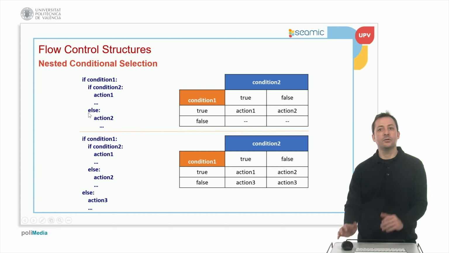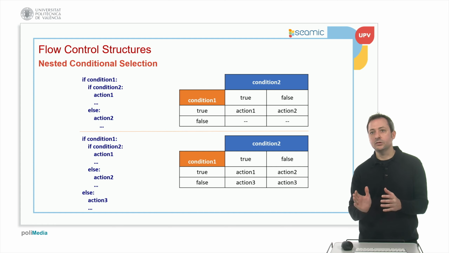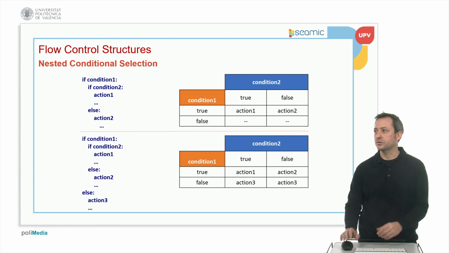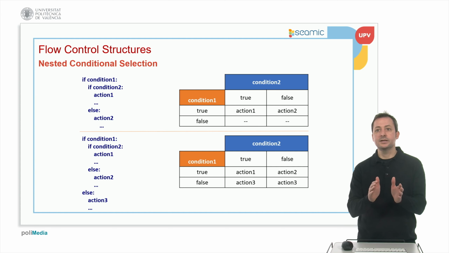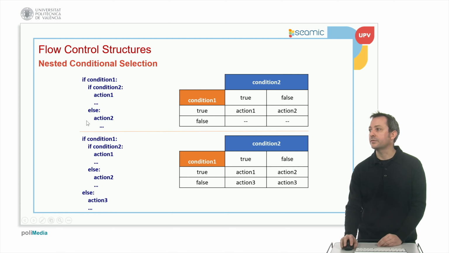Take into account that when we nest if-else, the else depends on the previous if. So this else depends on this last if. So this else will be executed in case that condition 2 is not satisfied. Here it's easy to read since the code is indented to the right. So you can observe that the else has the same indentation as its if. So it's easy to see which if each else belongs to.